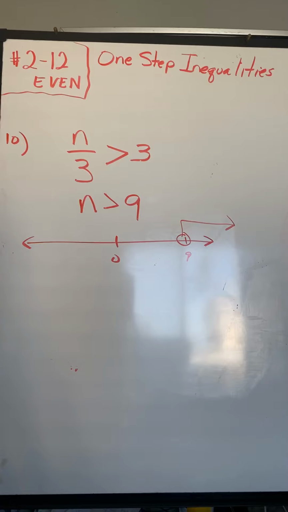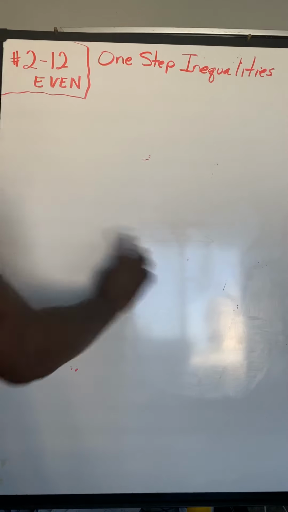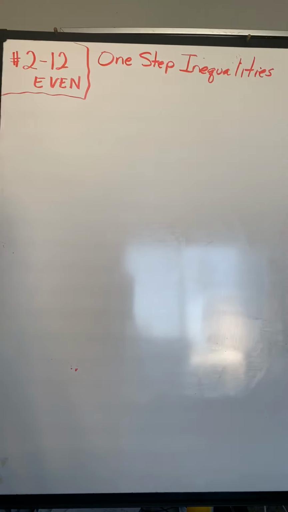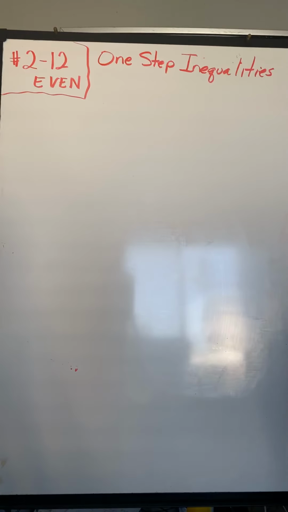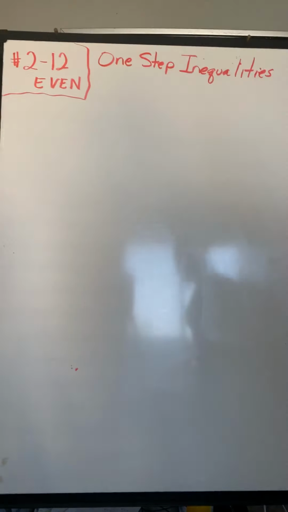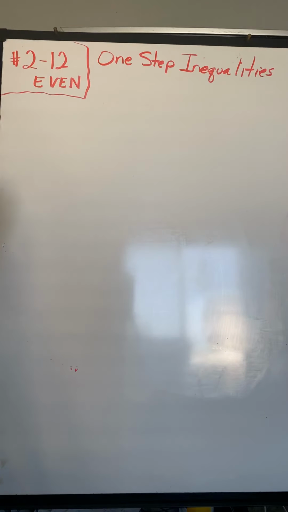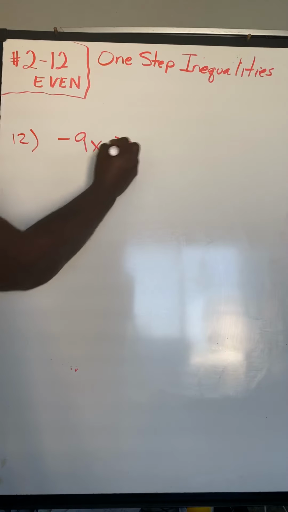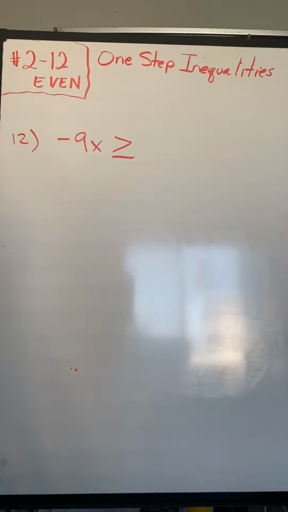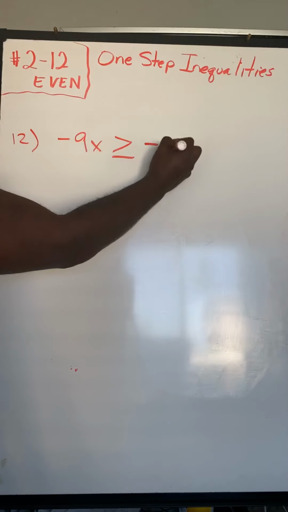All right, one more. And then you guys are going to do the odds. I'm knocking out these evens, 2 through 12. You're going to knock out the odds, 1 through 11. Here's the last one. Pay close attention. This is number 12: -9x is greater than or equal to -90.